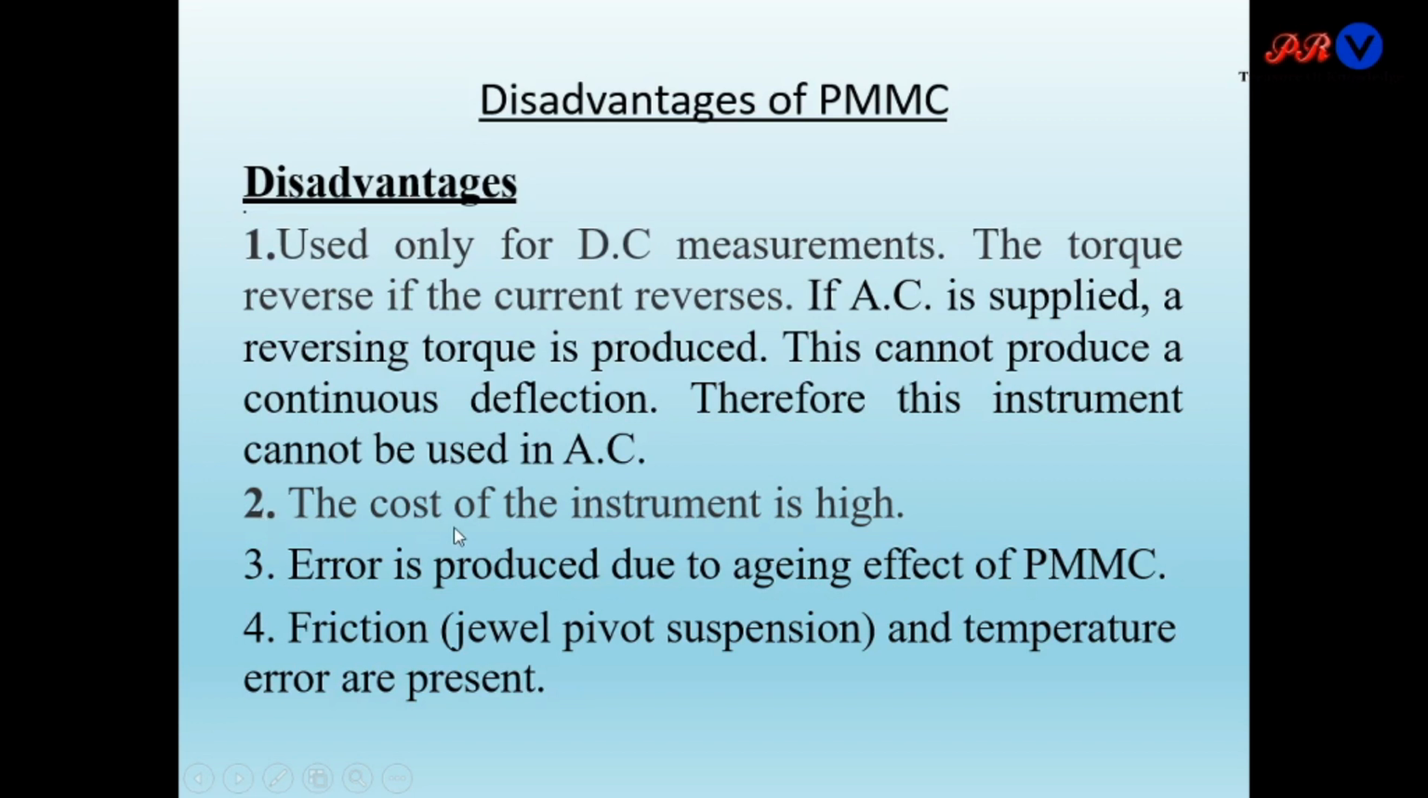Second, the cost of the instrument is high. Third, error is produced due to the aging effect of PMMC. And the last one, friction, jewel pivot suspension and temperature error are also present in the PMMC. So the main disadvantage of this PMMC is that it cannot be used for measurement of AC, because the pointer will not show continuous deflection in case of AC.